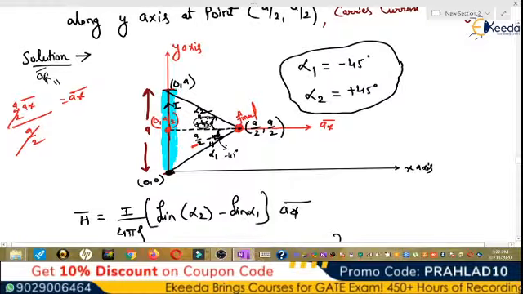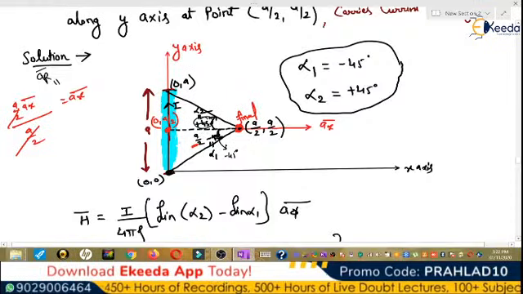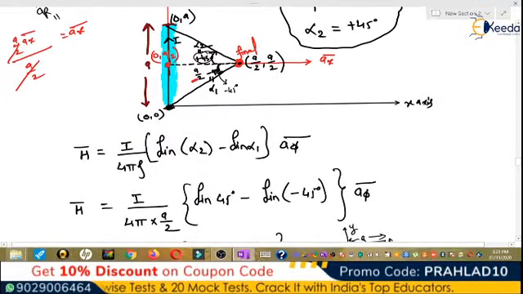So alpha 1 angle is minus 45 degrees and alpha 2 angle is plus 45 degrees. Here we are observing this is the length a by 2. So the vector a_R is a_x vector. When we join this vector, this is the a_x vector. So the formula for a finite length current carrying element is I by 4 pi rho (sin alpha 2 minus sin alpha 1) a_phi vector.